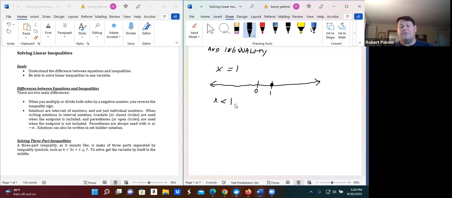Now what if we had something like x is less than 1? And this would also be the same idea for any of our four inequality signs. x is less than 1. What that means is that if we graph that on an interval, here's 0, here's 1.